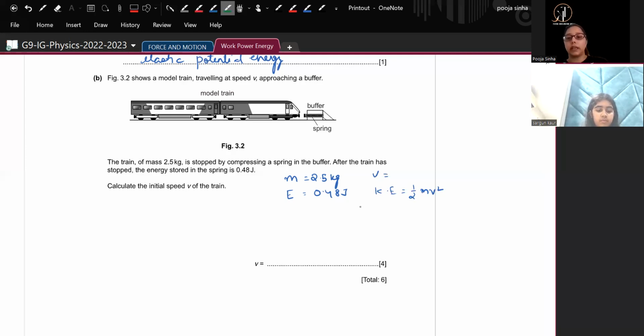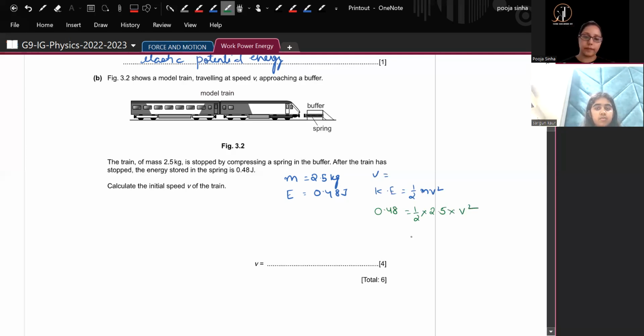Plug in the values. Kinetic energy कितनी है? 0.48 joules. Is equal to half. Mass कितना है? 2.5. और v square. v निकल जाएगा यहाँ से? Yeah. Calculate and tell me the answer. Yes.